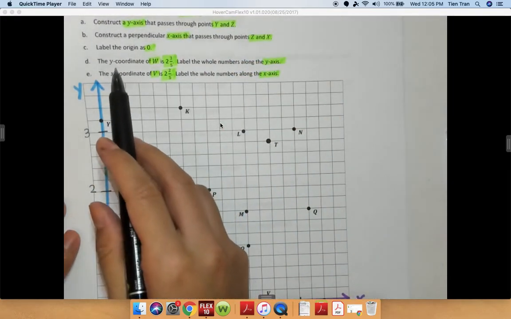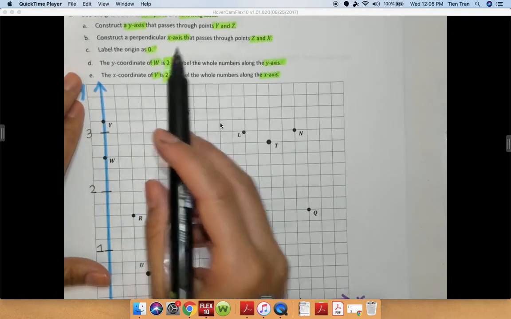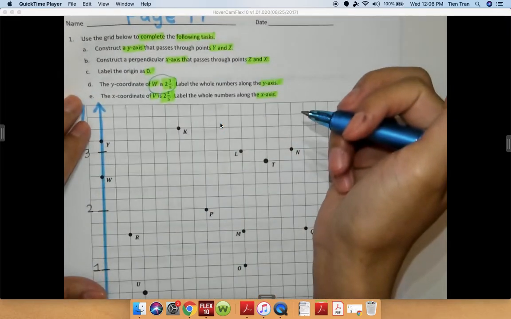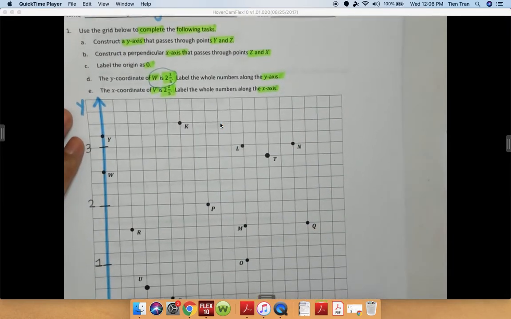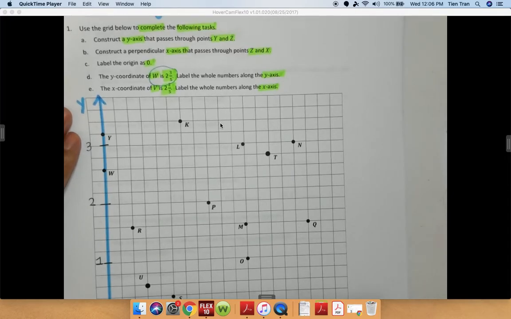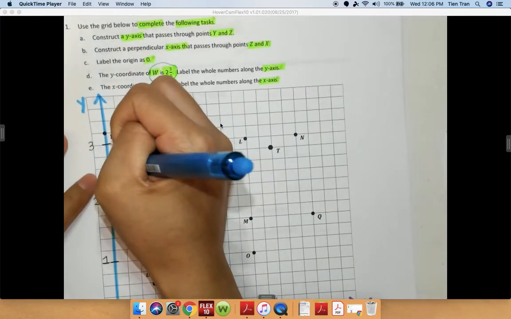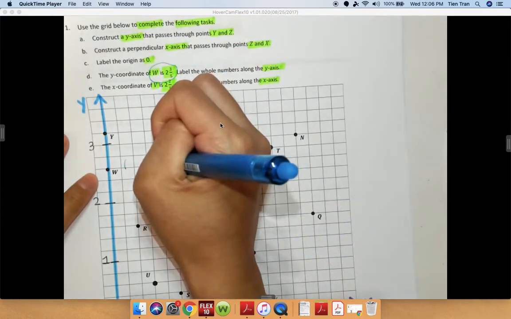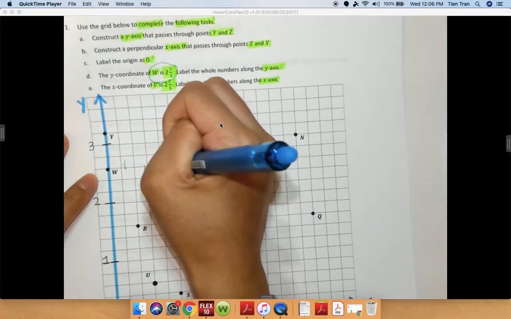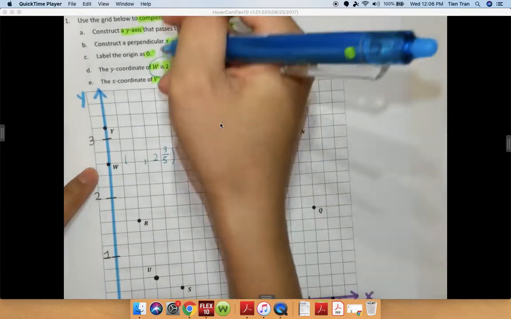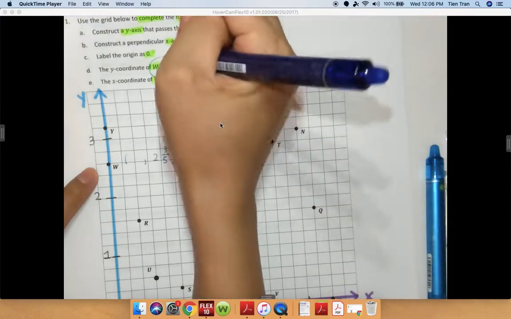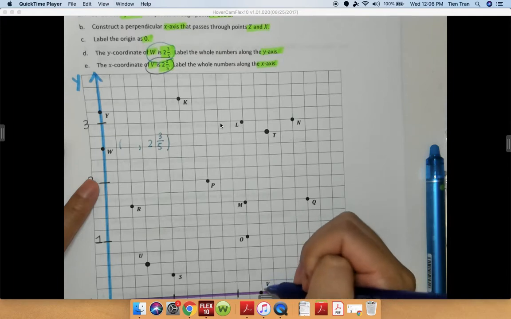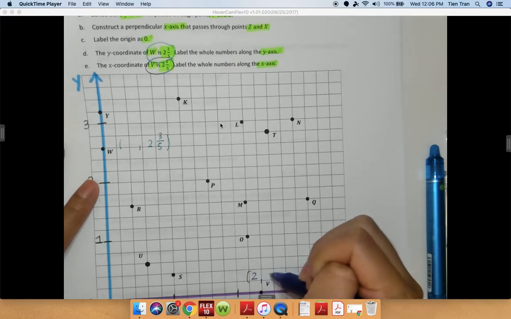Now, the y-coordinate of W is 2 and 3 fifths. So we know that, let's see, where's W? W, right here. So we have the y-coordinate, so we don't know what 0 is, but we do know that this one is 2 and 3 fifths. And over here we have V, which is 2 and 2 fifths for the x-coordinate. So we have 2 and 2 fifths. I'm going to write that down.